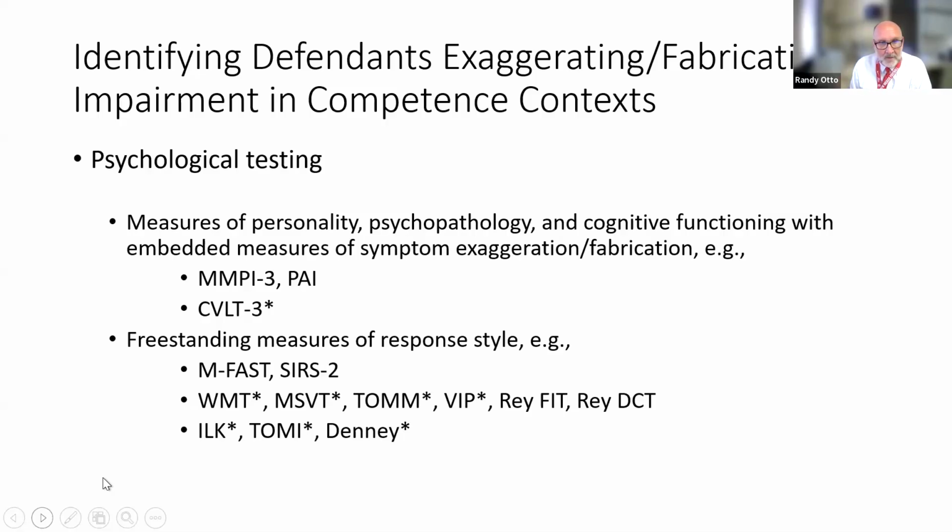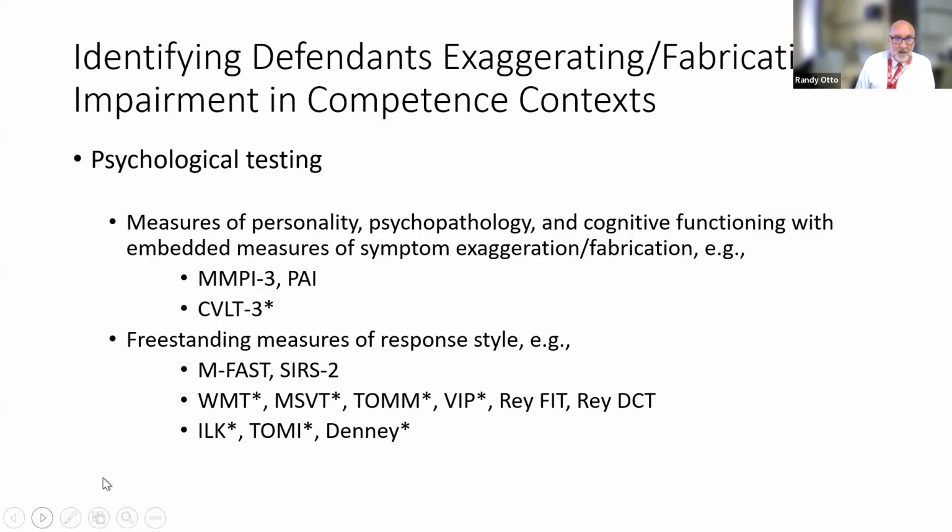So, within the CBLT, there are the forced choice inquiries, as an example. The MMPI-3 and the PAI, both measures of psychopathology and personality, have embedded within them a variety of scales designed to identify people exaggerating, fabricating impairments, as well as disavowing impairments.